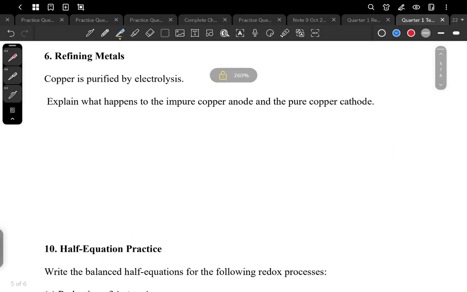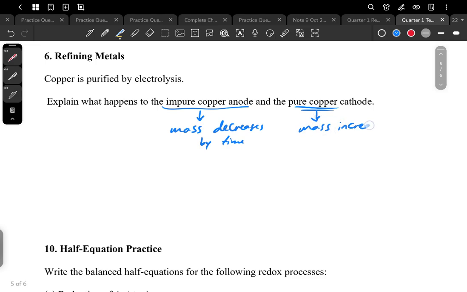Refining methods. Copper is purified by electrolysis. Explain what happens to the impure copper anode and the pure copper cathode. Okay, the impure copper anode, the mass is going to decrease, right? Its mass decreases by time. Okay, while the pure copper, the mass will increase by time, all of it is going to be pure copper.